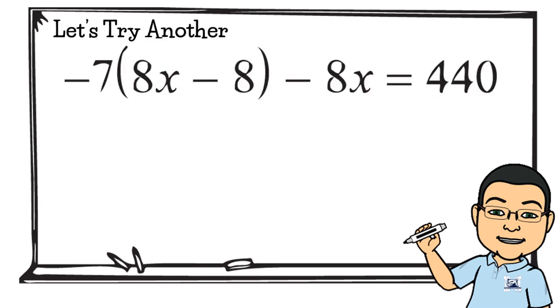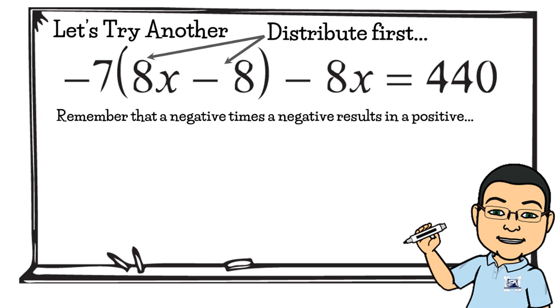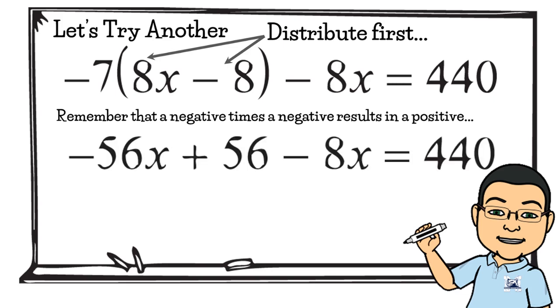This one involves some distribution. Now in the past, we talked about looking at that negative 7 as a multiplier by the group, but now that we have more than one place where a variable lives, we're going to want to distribute this first. Take the negative 7, multiply by the 8x, take the negative 7 times the negative 8, remembering that a negative times a negative will yield a positive. The distributed piece would be negative 56x plus 56 minus the original 8x, all equal to 440.